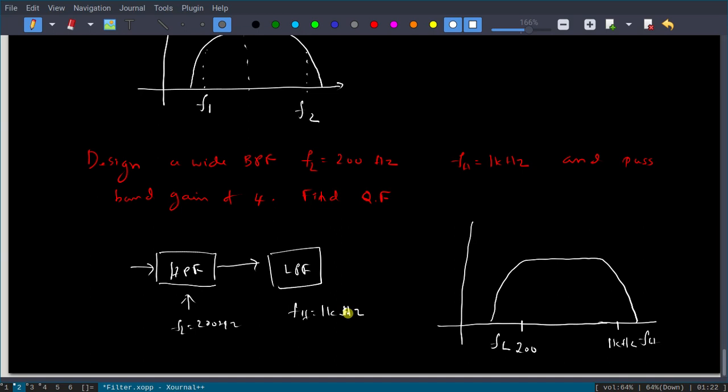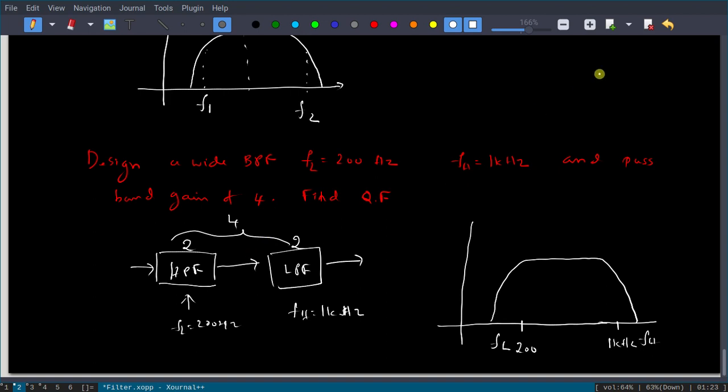That output will be the band pass filter, and since it is cascading or multiplying, the total gain of the band pass filter should be 4. If you are using 2 stages, let the first stage have gain 2 and the second stage 2. When you multiply, the total gain of the band pass filter will be 4. So you have to design a high pass filter with this cutoff frequency, and a low pass filter with this cutoff frequency, and the gain should be 2 for both.